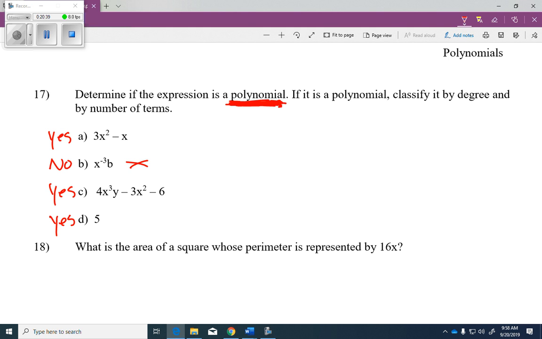Classifying by degree means look at the exponent. The exponent's 2. Again, look back at lesson 5 if you forget your terminology. With an exponent of 2, we call it quadratic. And classifying it by its number of terms, there are 2 terms, so it is considered a binomial.